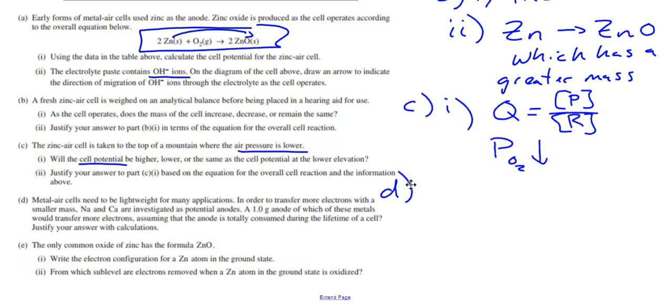Sodium and calcium are investigated as potential anodes. A 1 gram anode of which of these metals would transfer more electrons, assuming that the anode is totally consumed during the lifetime of a cell? Justify your answer with calculation. So they're trying to push us towards calculating this, and we can have our answer with that.